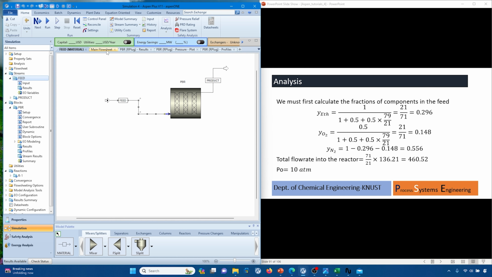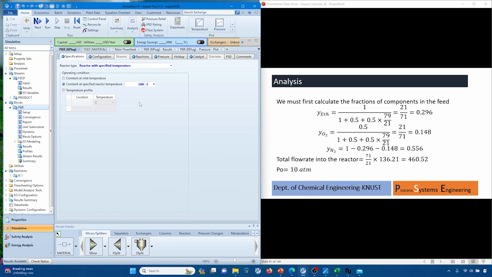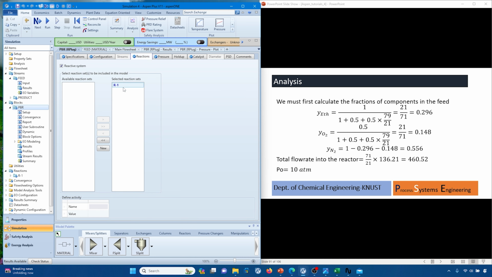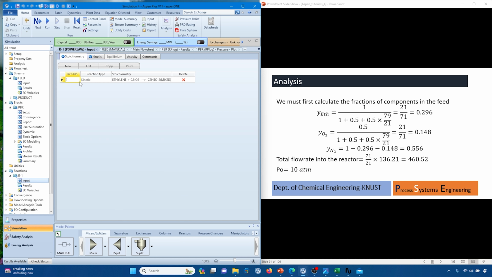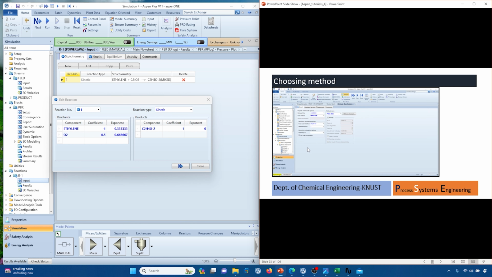And then for the material stream, and it's the same block as the PFR. So here we choose to specify the temperature, maintain it at 260 degrees Celsius. Right. Then for the configuration, 1,000 tubes, select multi-tubular reactor, 1,000 tubes, these dimensions, right? And you add the reaction by going to the tab, creating a new reaction, specify the reaction as such, right?